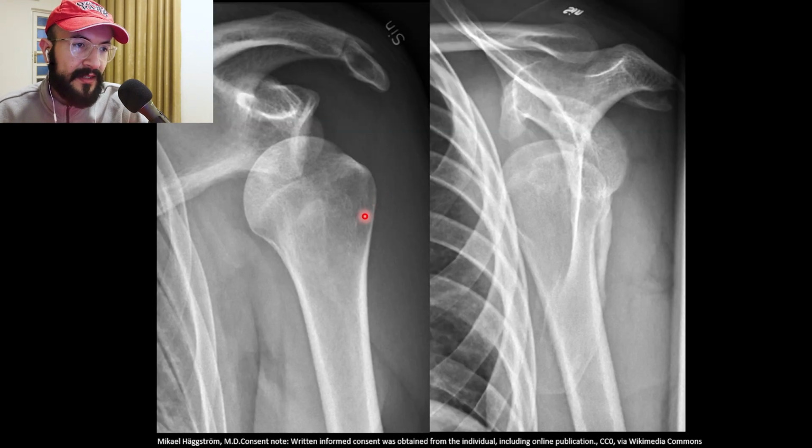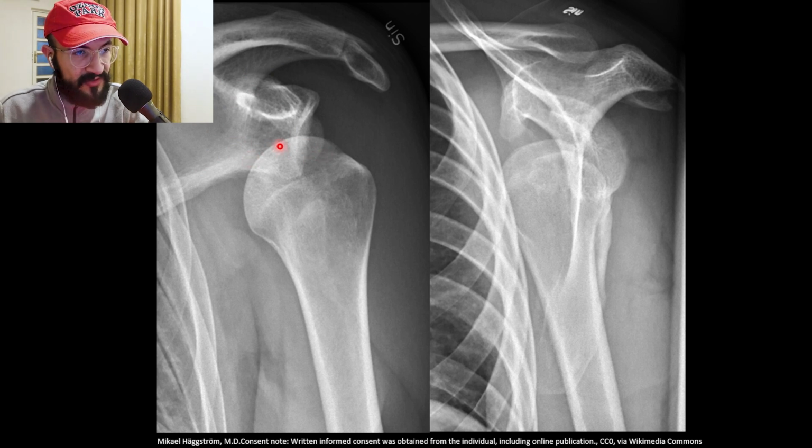Now here we have AP and lateral shoulder X-rays of a patient with recurrent shoulder dislocations, and we apply the same steps. We can see that the humerus is normal, the clavicle here is normal, the acromion, the spine of the scapula, and the glenoid all normal.